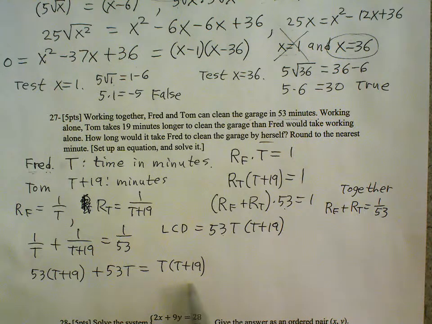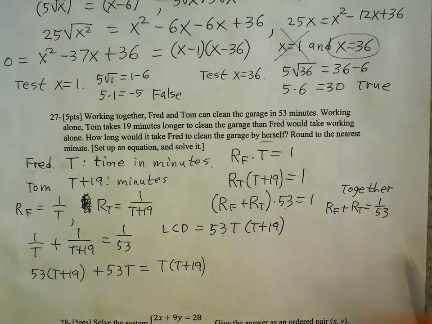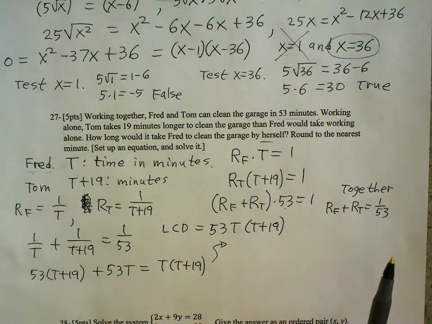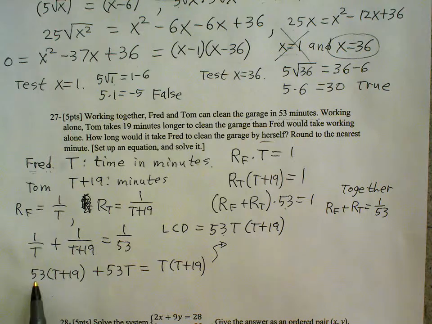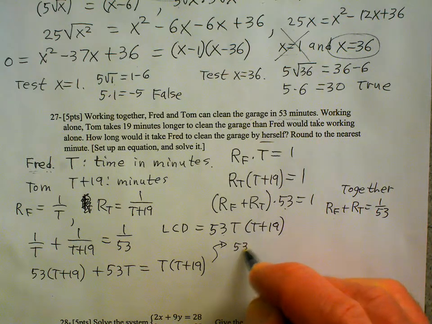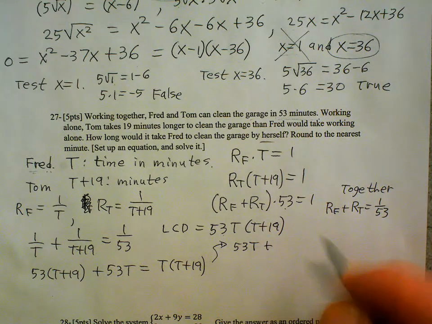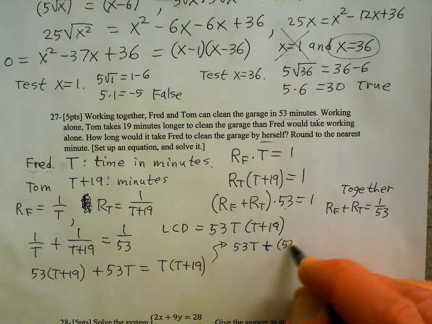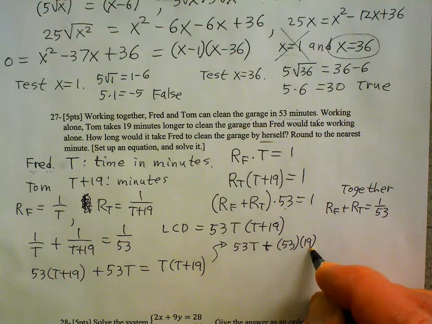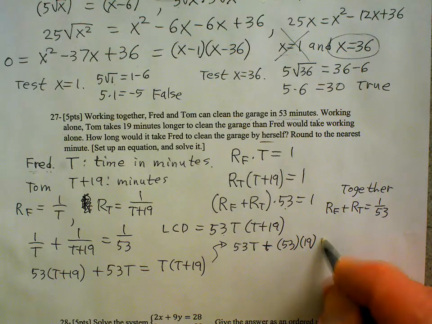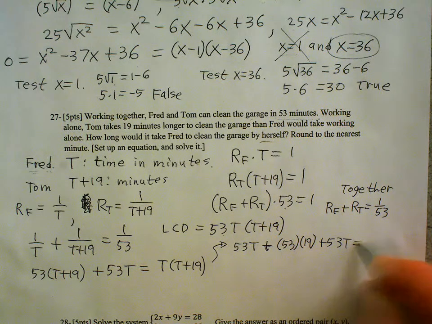This is a quadratic equation in the variable t. So we'll multiply things out and set one side equal to 0 and then solve the quadratic equation. On the left-hand side, 53 times t plus 19. Here I'll just write it as 53t plus 53 times 19. And then plus 53t equals t to the second plus 19t.